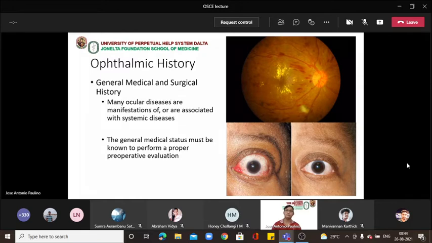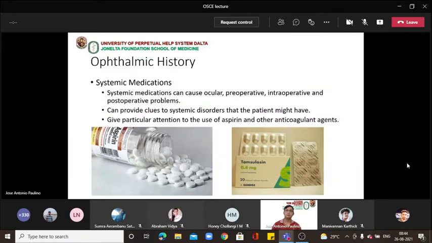After asking the past medical history, we should also ask for the systemic medications. There are systemic medications which cause ocular, preoperative, intraoperative, and postoperative problems. It can also provide clues to systemic disorders that the patient might have. There are times that the patient does not know that they have uncontrolled hypertension because they see that their blood pressure is okay at certain times of the day. However, the patient's already on 3 to 4 medications. So we know that the patient may have very, very high blood pressure.